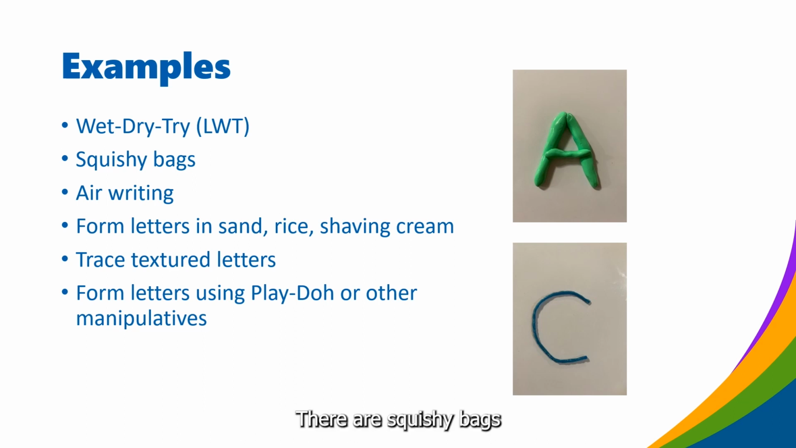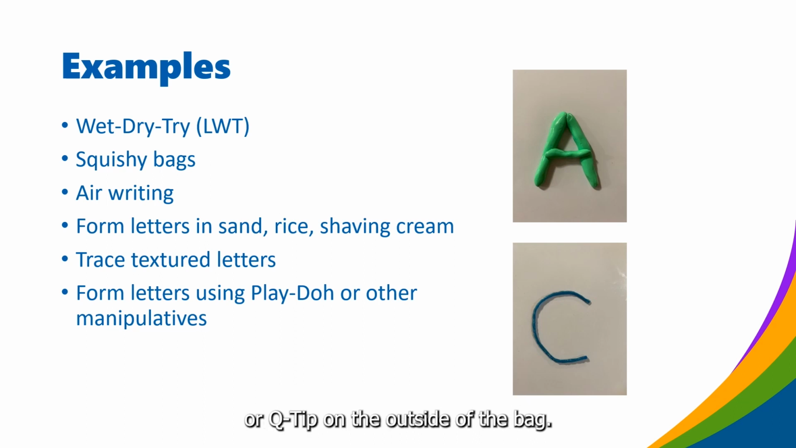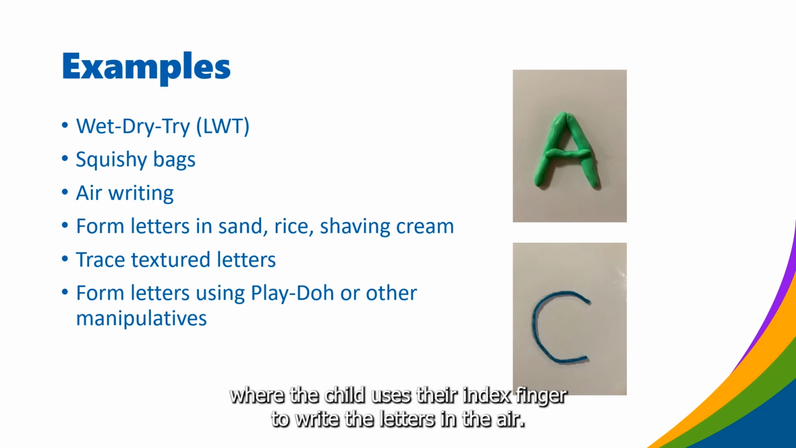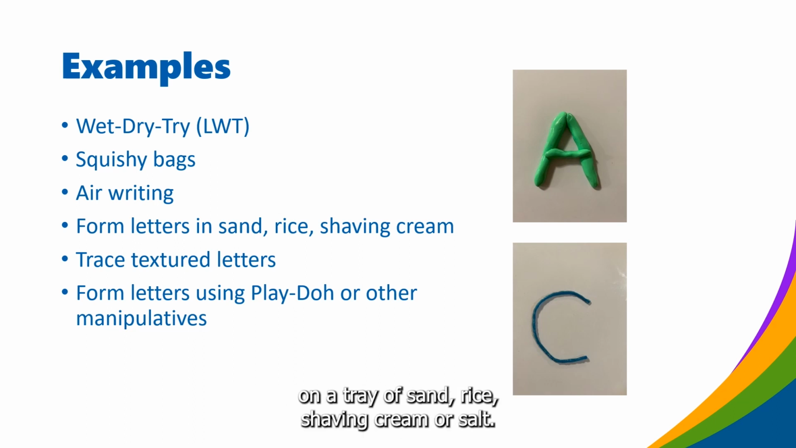There are squishy bags, which can be made by adding paint or shaving cream to a large Ziploc bag. Then the child is encouraged to form the letters with a finger or Q-tip on the outside of the bag. There's air writing, where the child uses their index finger to write the letters in the air. They can form letters using their index finger on a tray of sand, rice, shaving cream, or salt. They can trace textured letters or form letters using Play-Doh or other manipulatives.